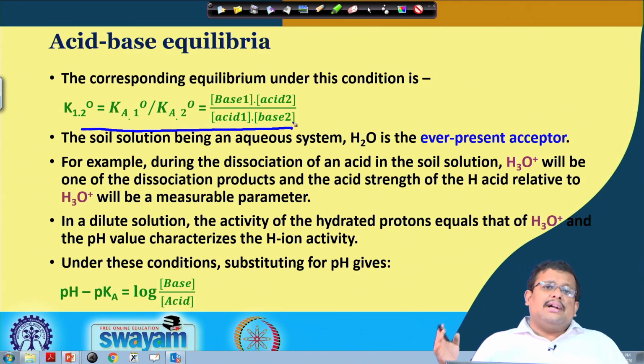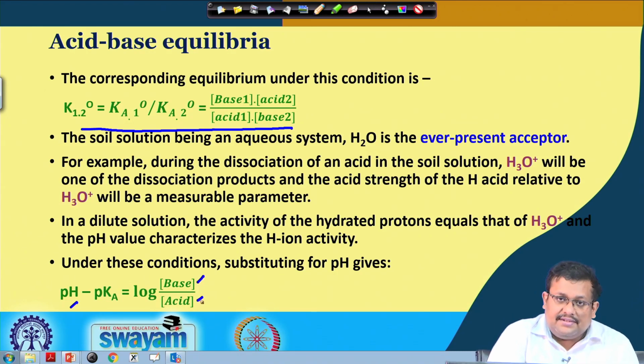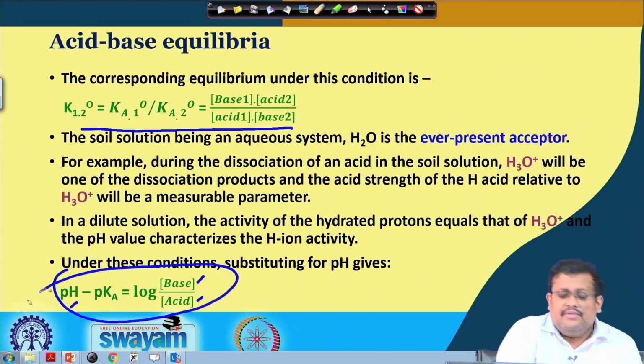Now, under all these conditions, if we want to establish a relationship between pKa and pH, then we can establish this relationship: pH minus pKa equals log of the activity of base over the activity of acid. So, this is a universal relationship. Okay, pH minus pKa equals log of base activity by acid activity.